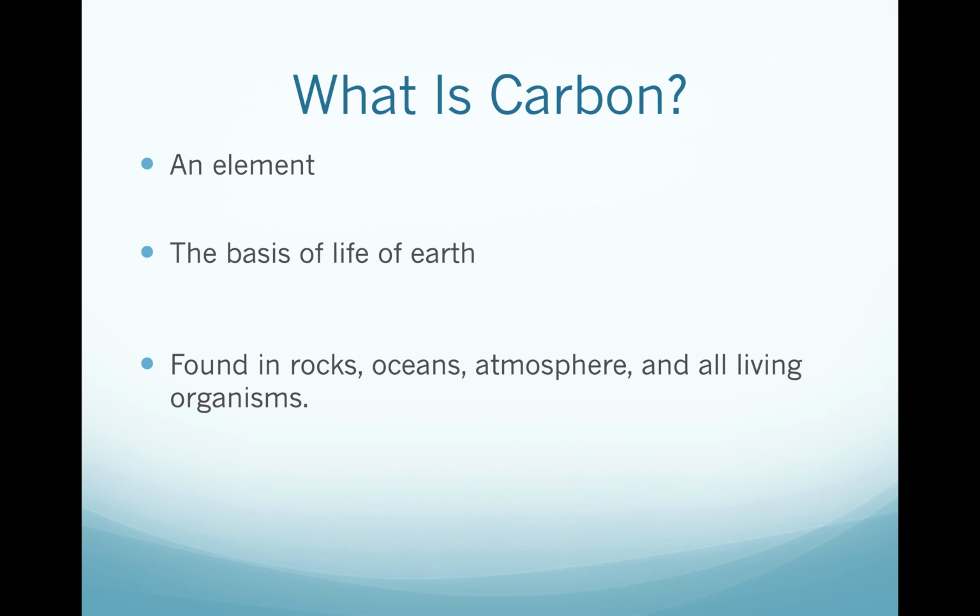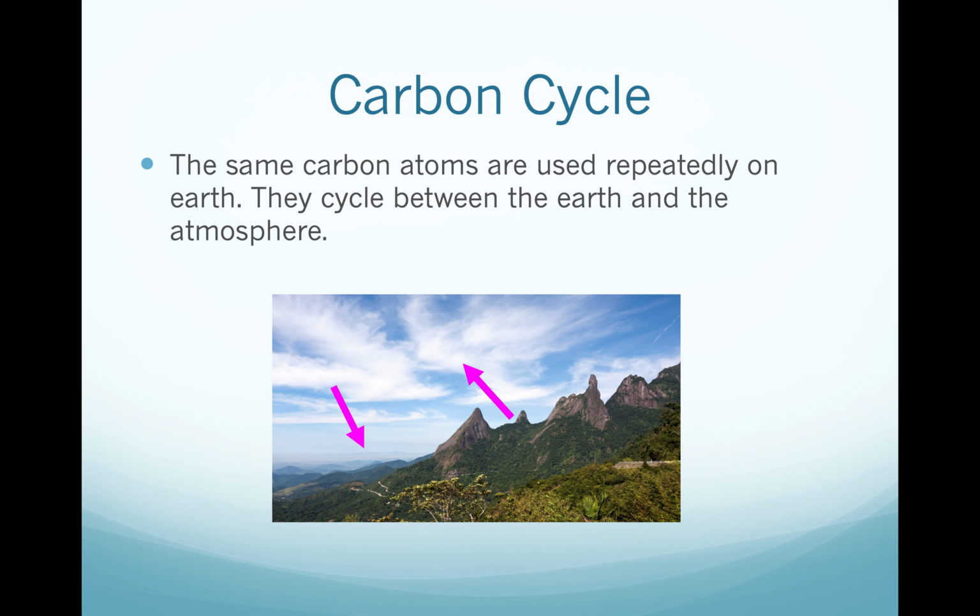So starting with the carbon cycle, what is carbon? Carbon is an element. It is the basis of life on Earth. It is found in rocks, oceans, the atmosphere, and all living organisms. So the same carbon atoms are used repeatedly on Earth. They cycle between the Earth and the atmosphere.